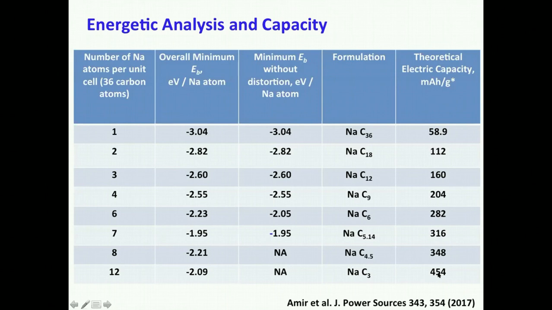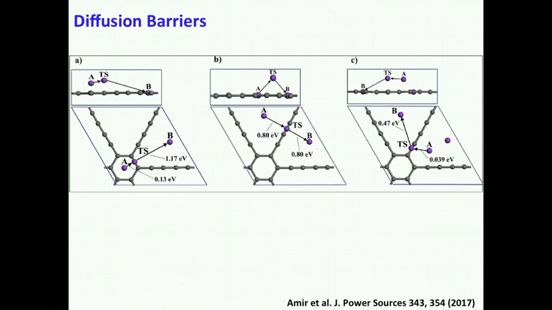So that is quite reasonable, and in fact it's quite a bit higher than the graphite electrode. So the bonding and the storage capacity are one thing. The other thing is that the sodium should diffuse across the electrode. So the diffusion barrier should be quite low or quite weak.